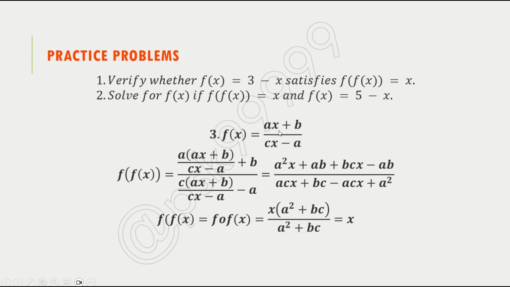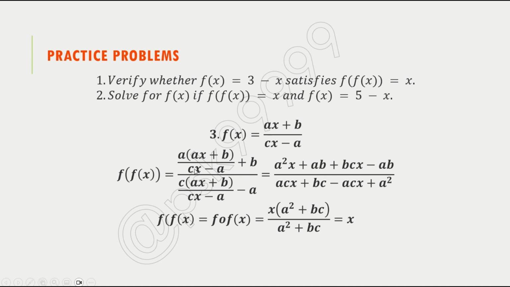Okay, if f of x equal to ax plus b divided by cx minus a, you can see x and a here. The coefficient of x in the numerator is a, and in the denominator, minus a is there without any x component. If the function is in this way, it is an involution. Okay, let's try to do this.